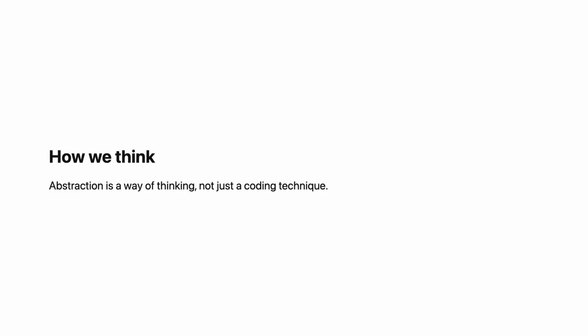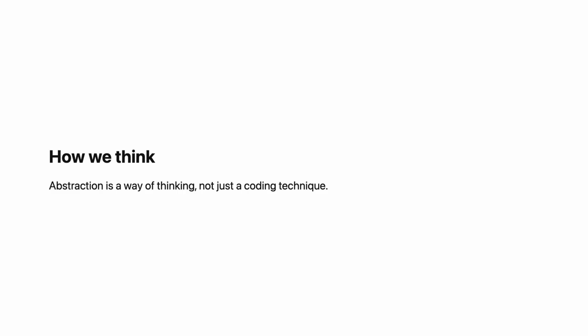Abstraction is not just about code. Abstraction is a way of thinking. When you approach a problem, you do not start with every detail. You start with the big picture. What are the main concepts? What are the key relationships? Then you gradually add detail. You refine each concept. You fill in the specifics. This top-down approach uses abstraction. You work at a high level first, then descend to lower levels.